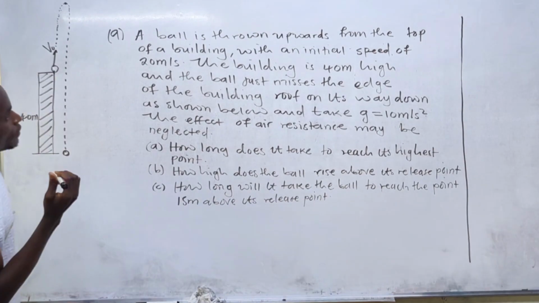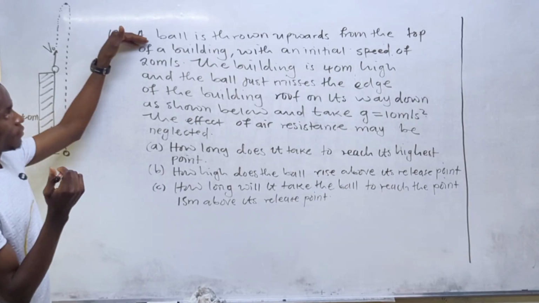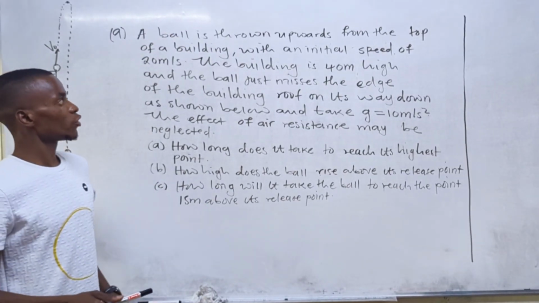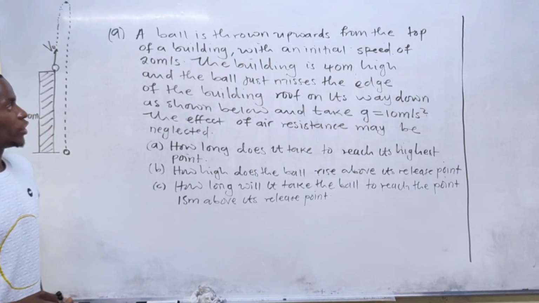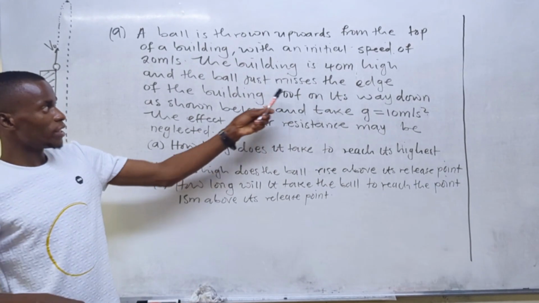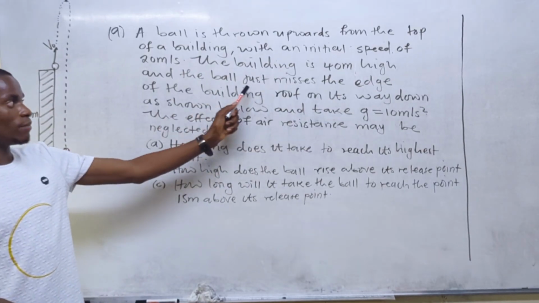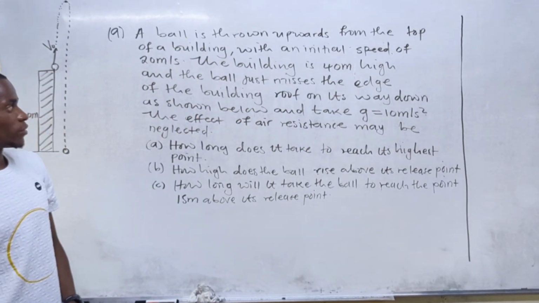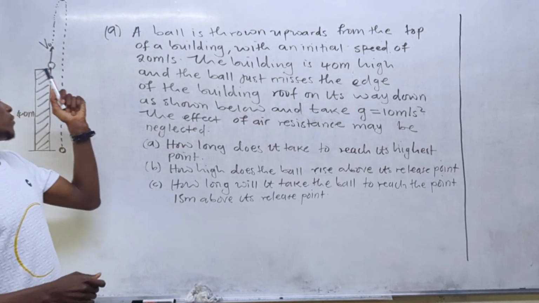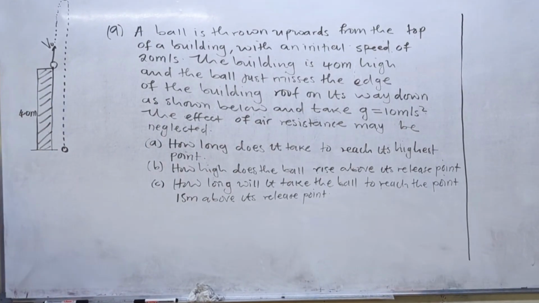Alright, so this question is very simple, straightforward. You do it already. The ball is thrown upwards from the top of a building with an initial speed of 20 meters per second. The building is 40 meters high, and the ball just misses the edge of the building roof on its way down, as shown below. So the diagram that we're talking about is this.